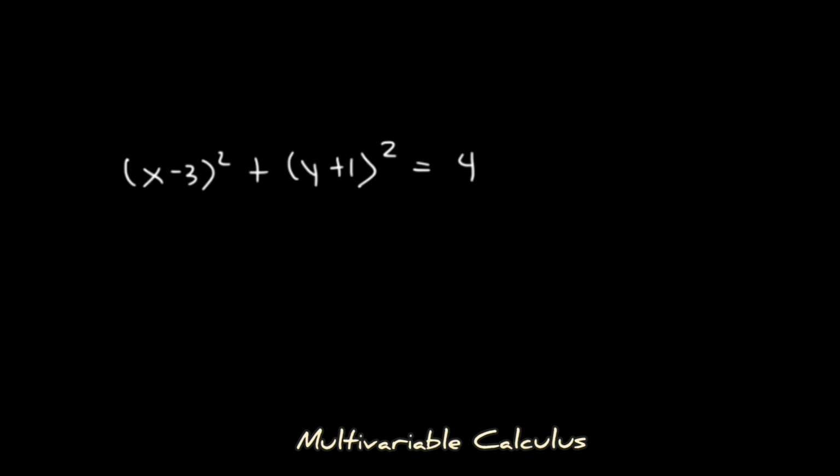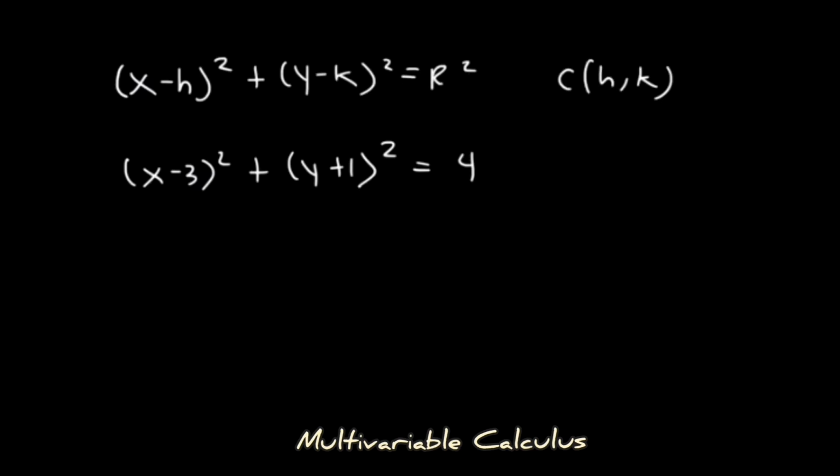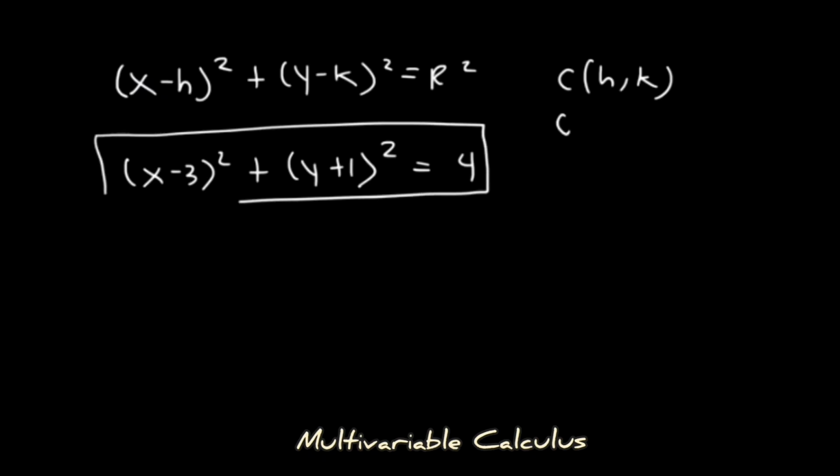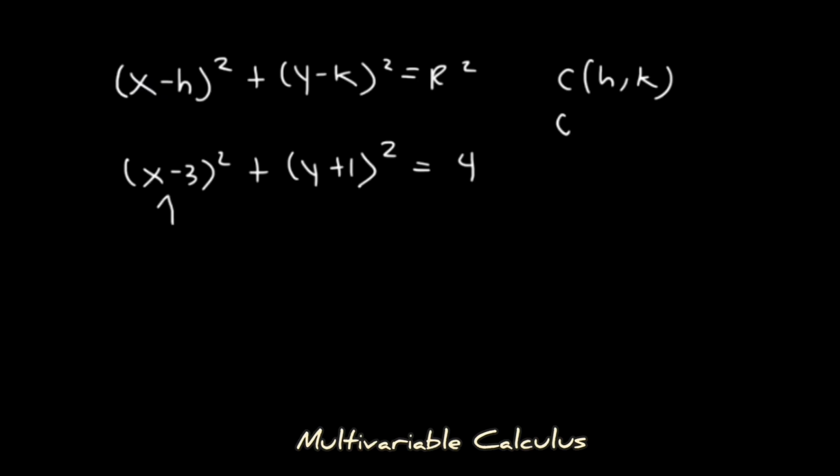This is the equation of a circle, the standard equation, when the center is not at the origin. Here's the standard formula: x minus h squared plus y minus k squared is equal to r squared, where the center is h comma k. So what is the center for this particular circle? Since it's x minus 3, it's going to be positive 3. And here we have y plus 1, so it's going to be negative 1. That's the center. And the radius, we need to take the square root of 4, so the radius is 2.